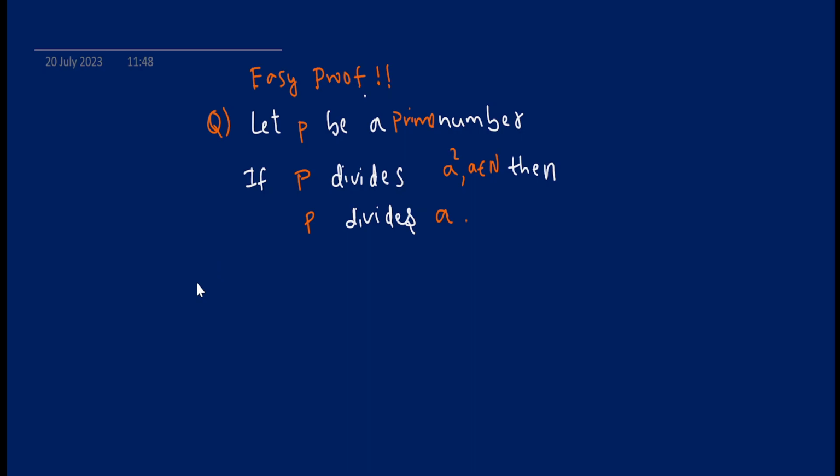Now, let's try together. So, if p divides a square, then p divides a, the statement that we need to prove. Now, let's write a as a product of some prime numbers p1 into p2 into p3 up to so on pn, right?